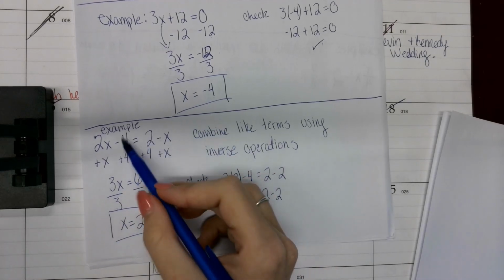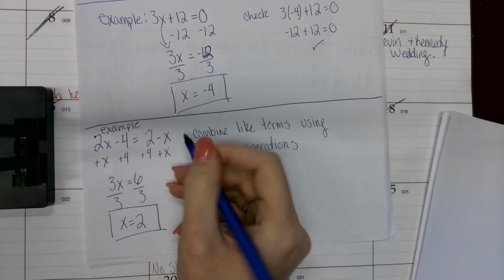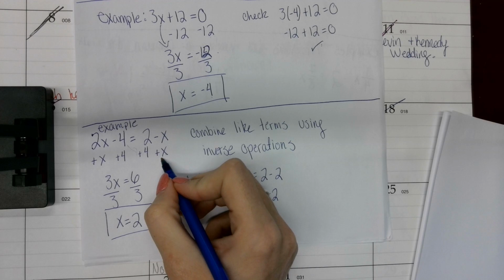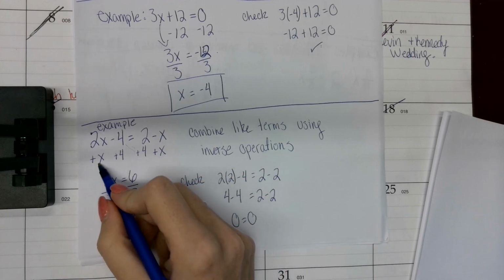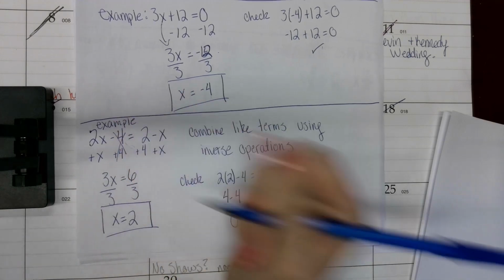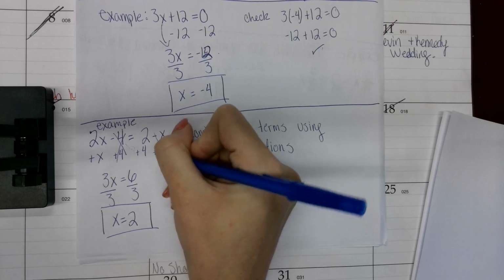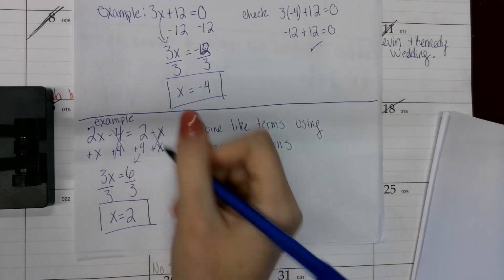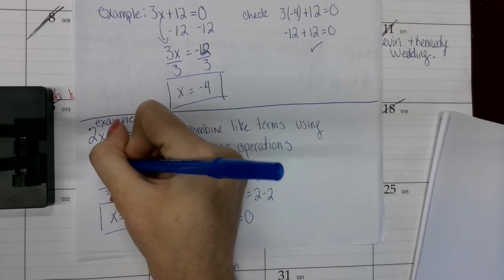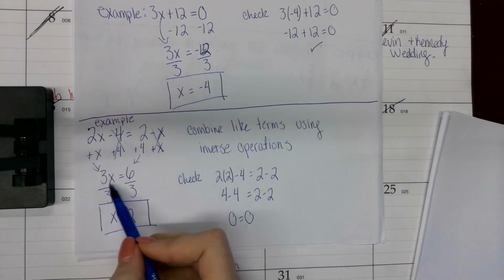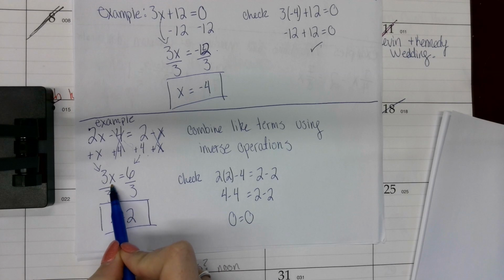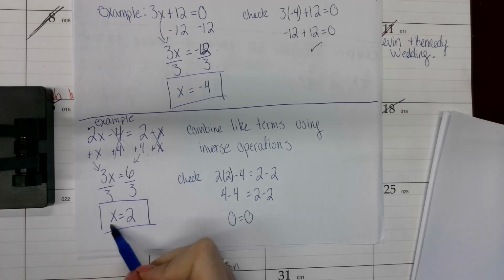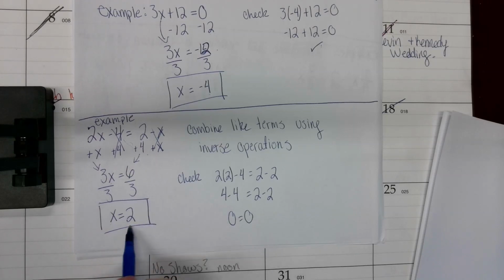And then since I moved my 4 over here, I was going to move my x's over here, so since this was subtract x, I added an x here, and I added an x here. So then my negative 4 plus 4 was 0, and negative x plus x was 0. So 2 plus 4 gave me my 6 here, and 2x plus x gave me my 3x here. Now I want x alone because that's what I'm solving for. So I divided by 3 again. 3 divided by 3 is 1, and 6 divided by 3 is 2.